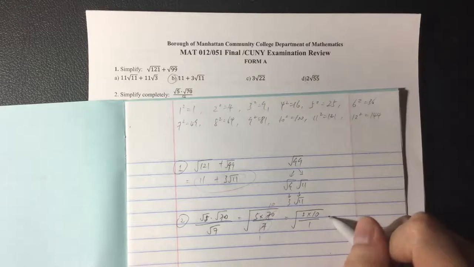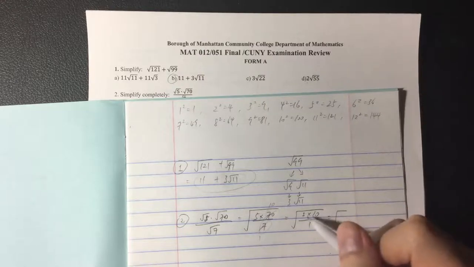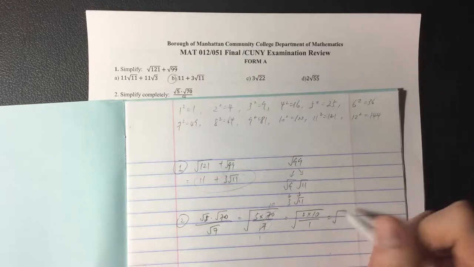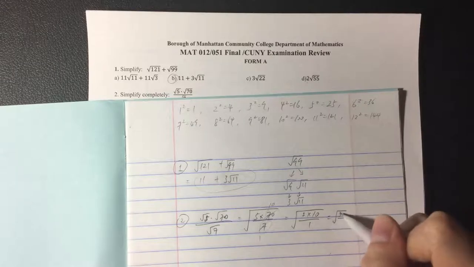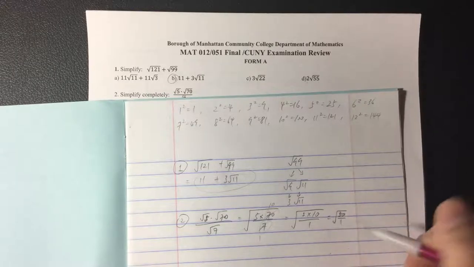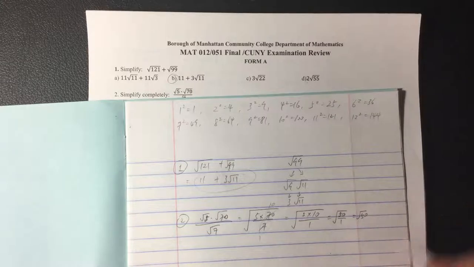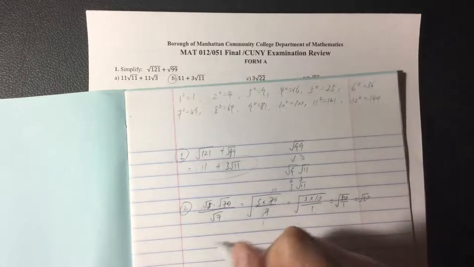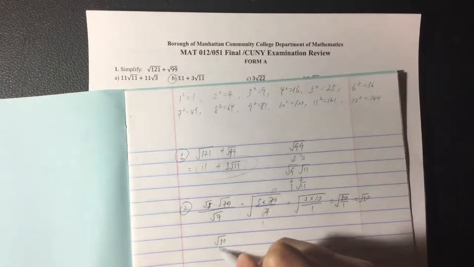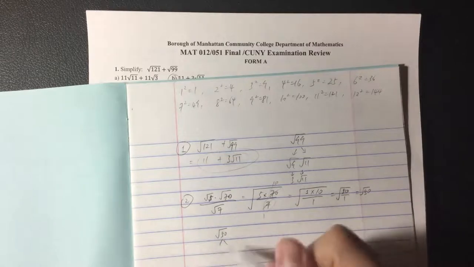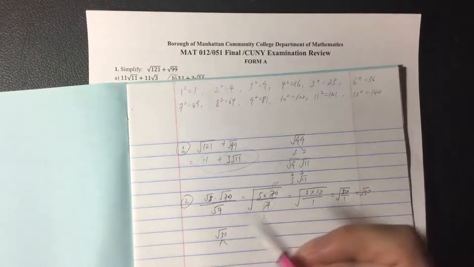Then simplify the square root. On the numerator, 5 times 10 is 50. Denominator is 1. 50 divided by 1 is 50. Next, try to simplify square root of 50. Fifty is not a perfect square.